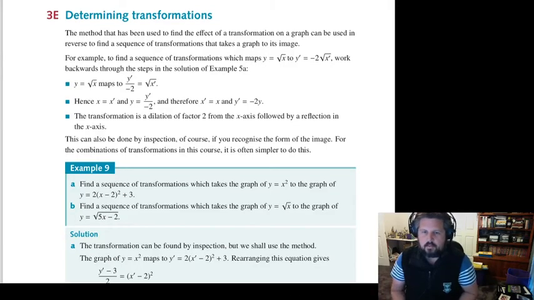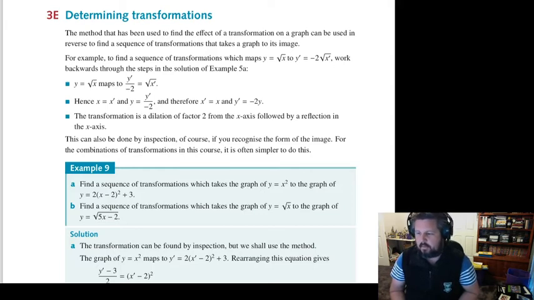Alright, welcome back to Maths Methods. The other day we looked at exercise 3D, where we saw the effect transformations had on graphs. This exercise is doing everything in reverse, where you can determine the transformations that it actually took.